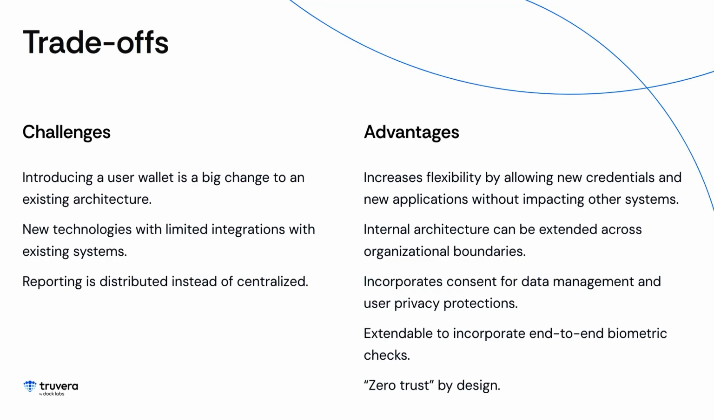That's like the promised land, right? And like we mentioned, this internal architecture can extend across organizational boundaries, partner organizations, business units, different jurisdictions, different country regimes. So that's really powerful. And it incorporates data management and privacy protections as part of the architecture. So if that's something you've been worried about integrating, you get that pretty much for free.